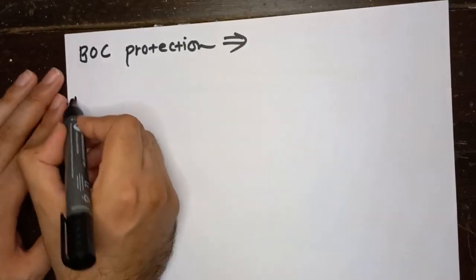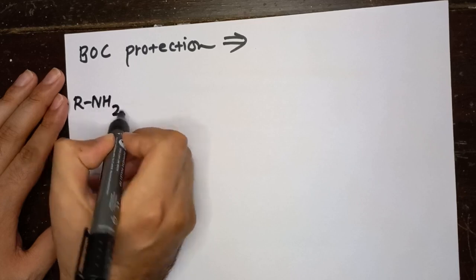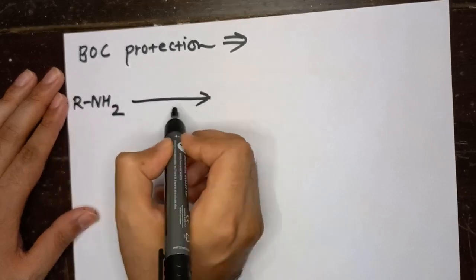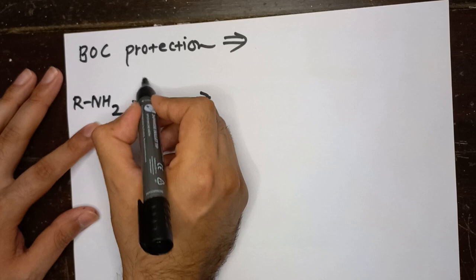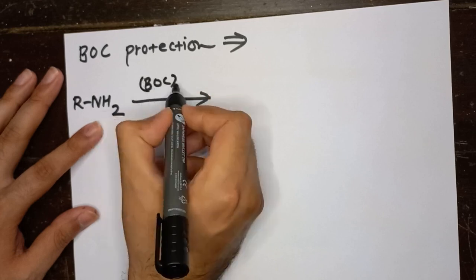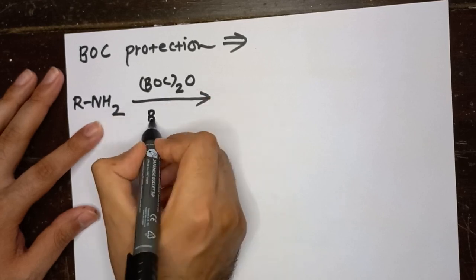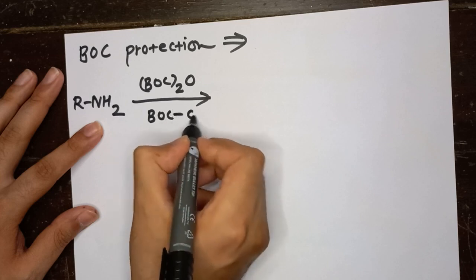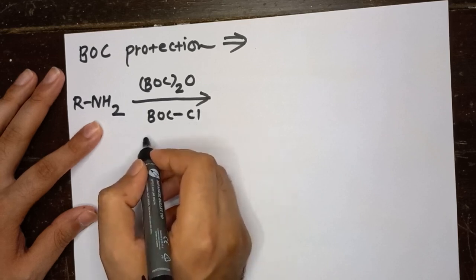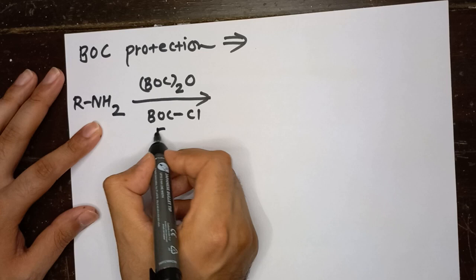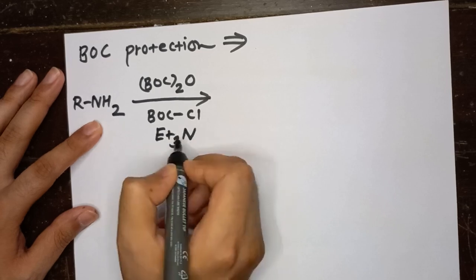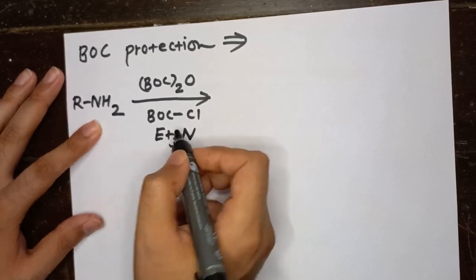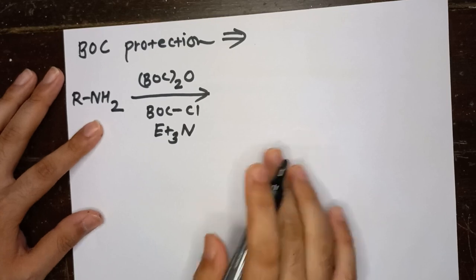So suppose I have this primary amine. To form the Boc protection, I can use Boc anhydride or I can use Boc chloride. And we also need a base. So how does it happen?